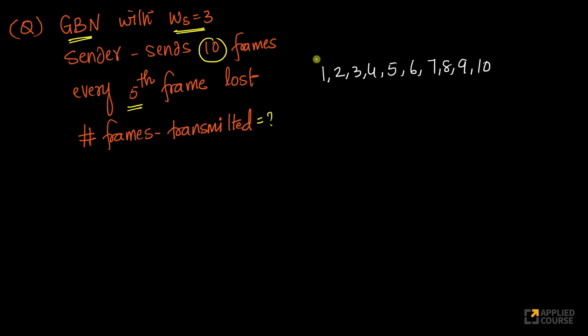Now let's see. First, what is my window? My window size is 3. So let's just number these 10 frames that we have. My window size is 3. So what will I do first? I'll send window 1. I'll send 1. I'll send 2.